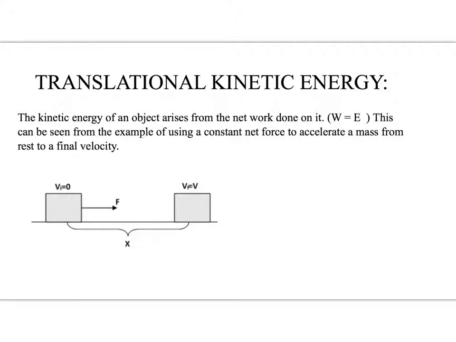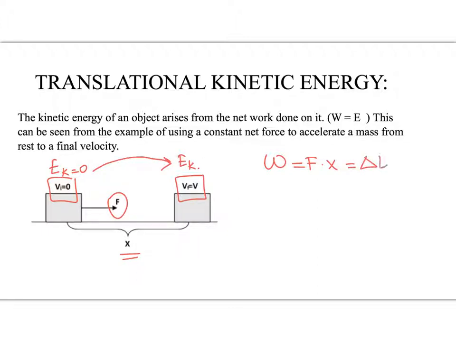The kinetic energy of an object arises from the net work done on it. So the work done by the force over a distance x is equal to F times x. Here the object has no velocity, so zero kinetic energy. But at the end of the distance x, it has a velocity, so it has kinetic energy. So there is a change in kinetic energy, and this arises from the work done by the force.